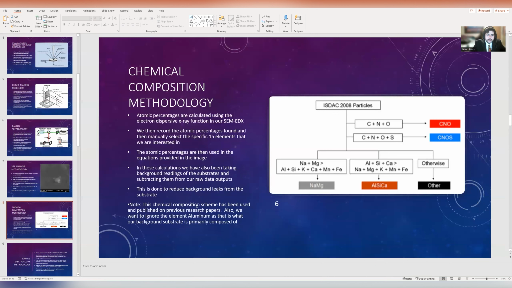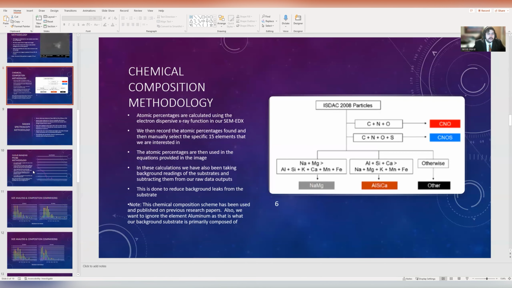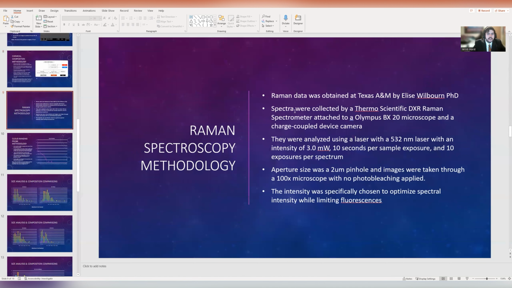So yeah, note the chemical composition scheme has been used and published in previous research papers, which is just here. I added it in the references, so if you ever want to look it up and see why we do this, it'll be there. So we'll head on down to the next one for Raman spectroscopy.